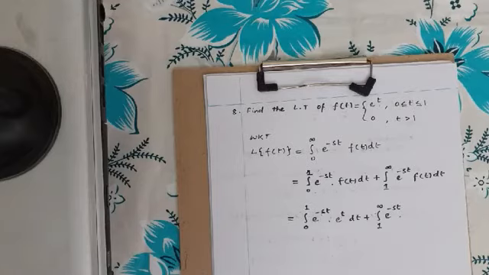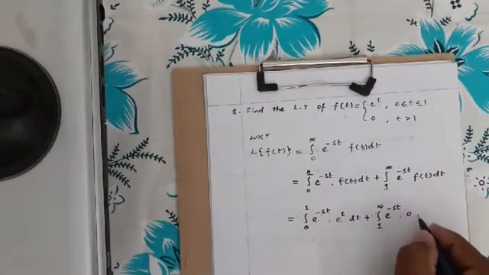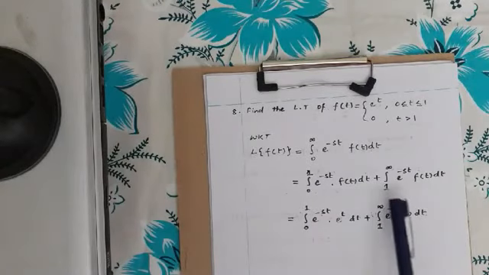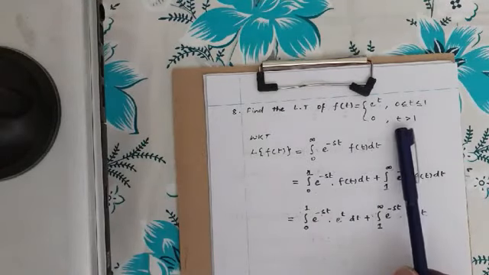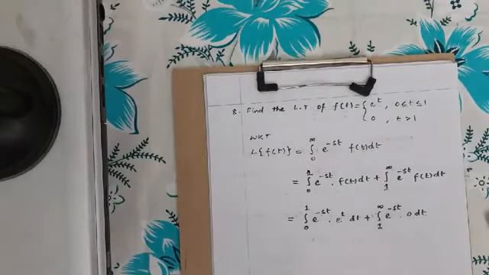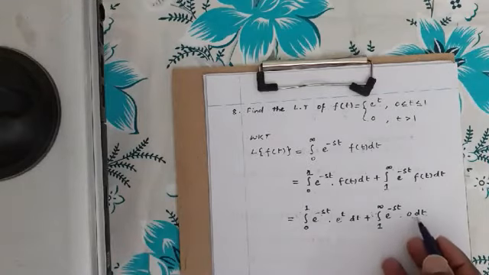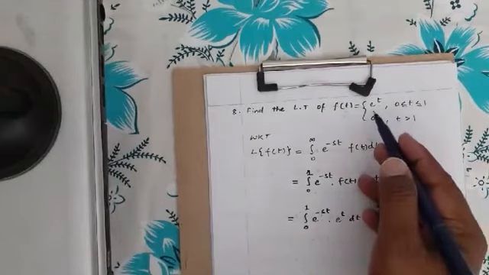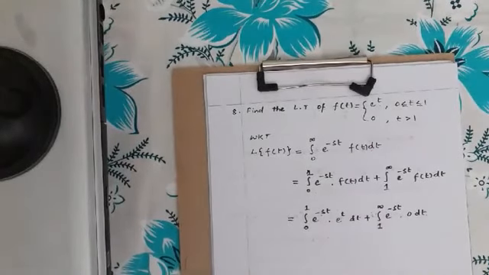What is the f of t there? F of t is nothing but 0. So in the place of f of t we write 0 dt. Why am I writing here from 1 to infinity? Because t greater than 1 means from 1 to infinity, so in the place of 1 to infinity f of t will be 0. When 0 to 1, we have f of t as e power t.